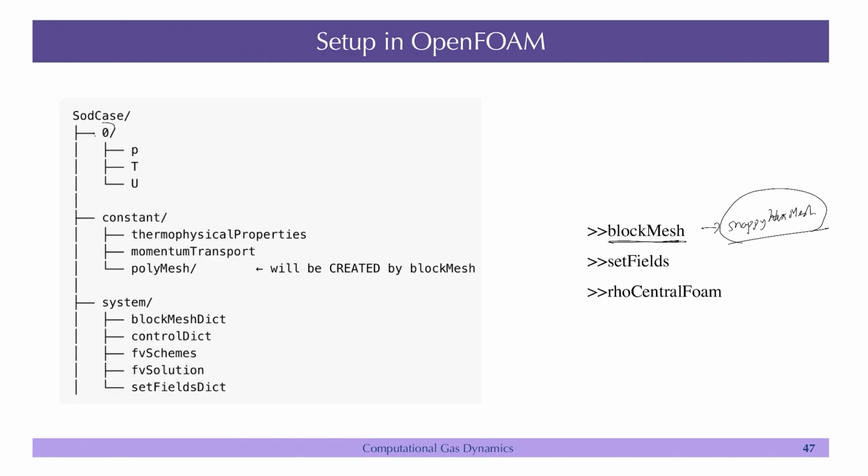One is 0, another is constant, and the last one is system. You have to have these three directories, otherwise it will not run. In the 0 directory, the minimum you need is pressure, temperature, and velocity if you are doing compressible. If you are just doing incompressible, then just pressure and velocity is enough. You may also have pressure, density, and U. That is also fine. Then you can use P equal to rho R T and T will be calculated. So, either you can specify T, or rho and pressure, right.